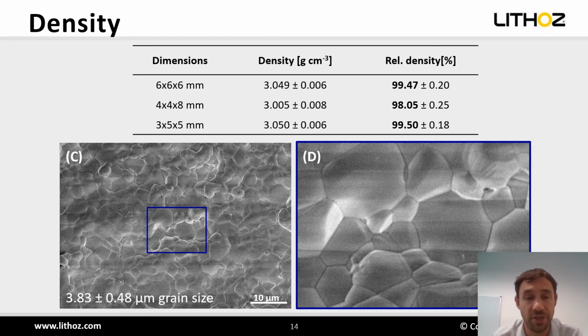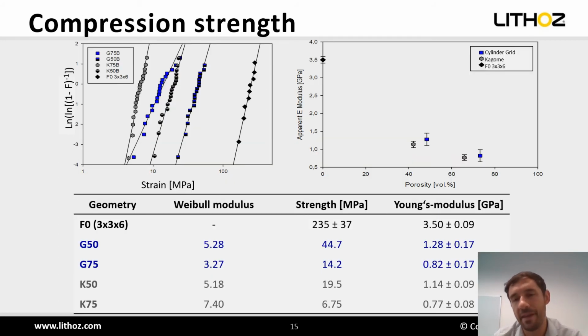We also checked the density of the material, so not the overall design, but really of the material. So the density in the strut, which was quite high, between 98 and 99% relative density. And then we used the different designs and moved forward with mechanical characterization.